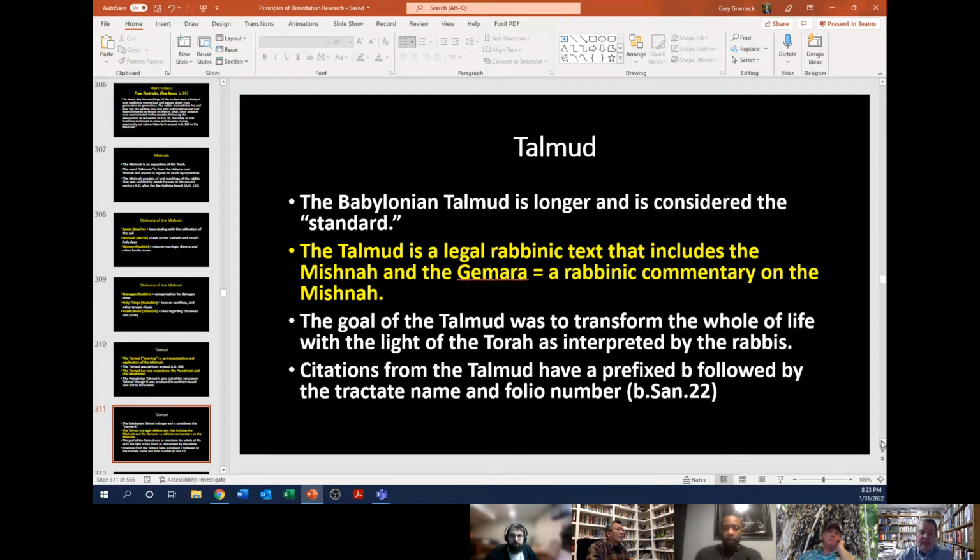Citations from the Talmud have a prefixed B. We talk about the capital Q for Qumran. Prefix B followed by the tractate name and the folio number. Oh, so B. San. would be the Sanhedrin 22.